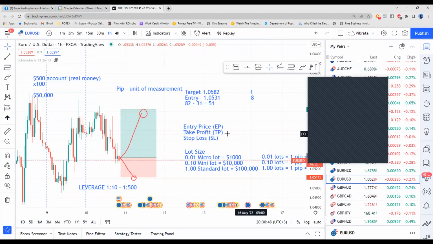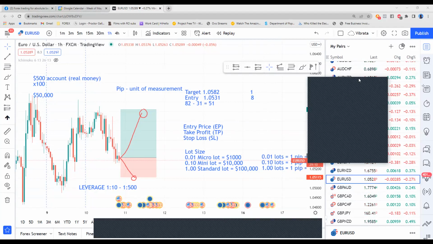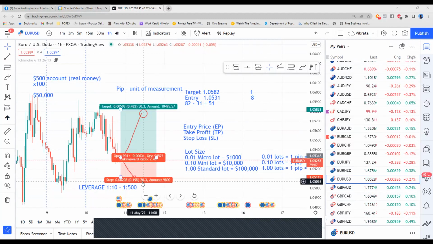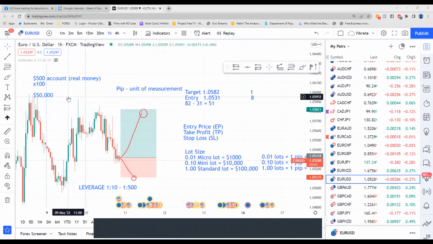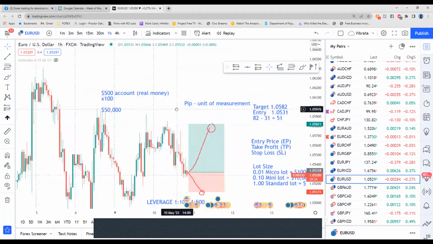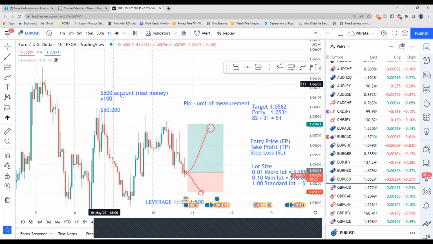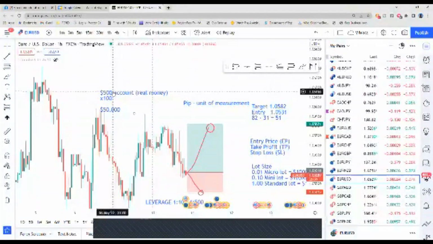Now, in this particular example, we have a stop loss of 20 pips. It's written right there to help you. 20 pips. So remember that for the purpose of this evening's workshop, we're always going to work on the premise that we have a $500 account of real money.